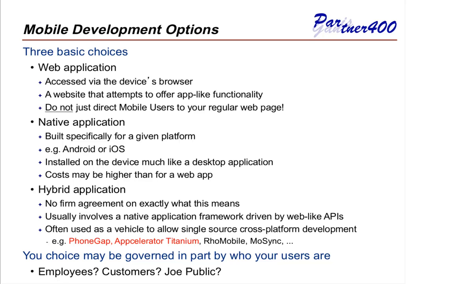In many cases, the choice that you go through here is going to be governed in part by who your users are. If you're only trying to serve employees, then maybe the speed of a native application and saying thou shalt use only Android is viable. If you're dealing with the general public, then probably a web or a hybrid is going to be more viable because you've got a whole bunch of different interfaces and devices coming at you.